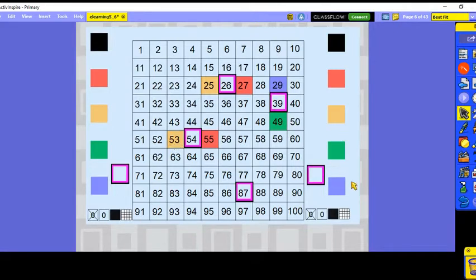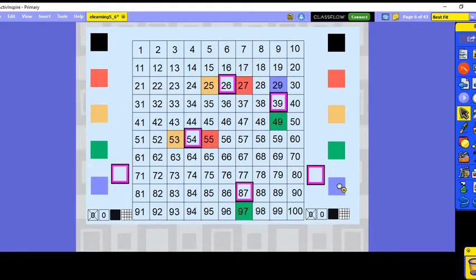Okay, and last one we're going to do 10 more and 10 less. Find 87. Here's 80. 81, 82, 83, 84, 85, 86, 87. Okay, let's do 10 more than 87. We're going to go down one column on our hundreds chart, and that is 97. 10 more than 87 is 97.